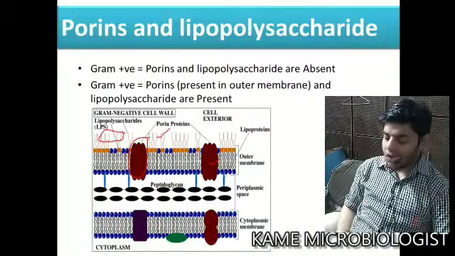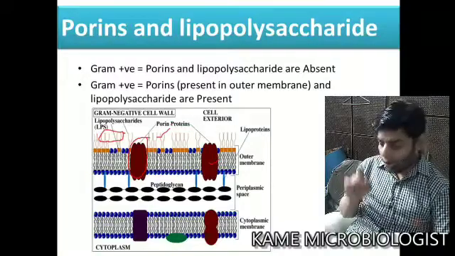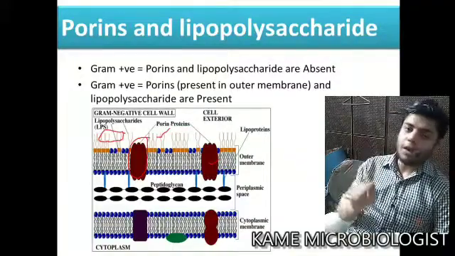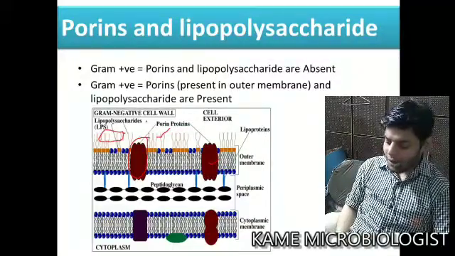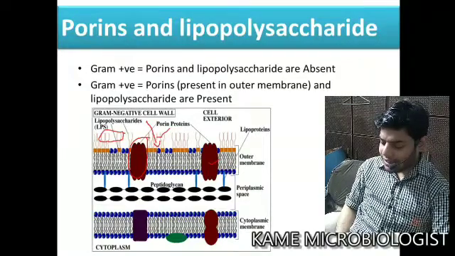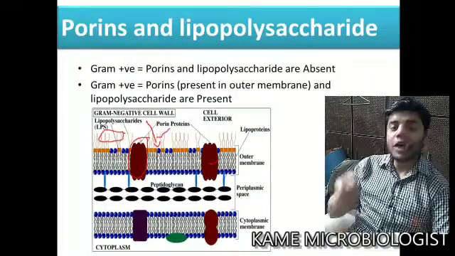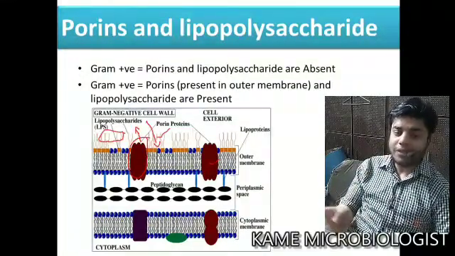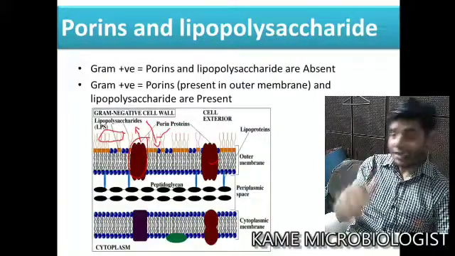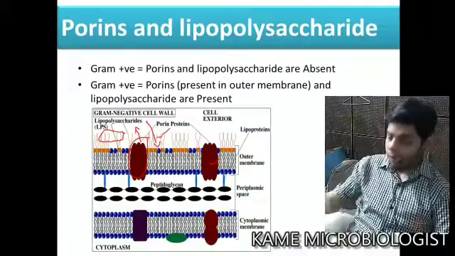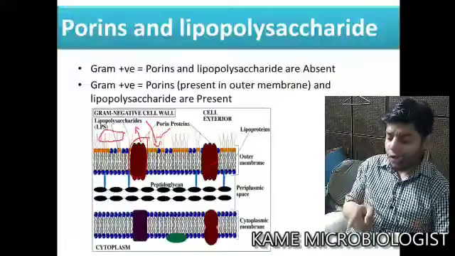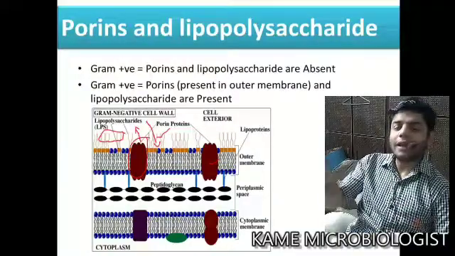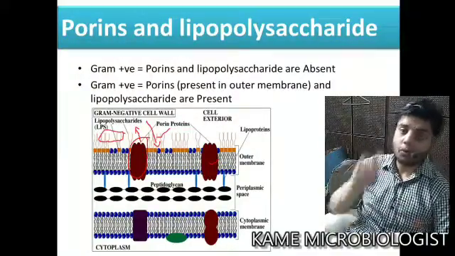Moreover, we have the porin channel. Remember guys, in the case of gram-negative bacteria, the function of the porin is to protect the cell from antibiotics. Let's suppose the antibiotic gets inside the cell, it will be released out from the cell through this porin channel. So we can say that gram-negative bacteria are more resistant to antibiotics as compared to gram-positive bacteria. In the case of gram-positive bacteria, porins and lipopolysaccharide are absent. That's why gram-positive bacteria are more susceptible to antibiotics.